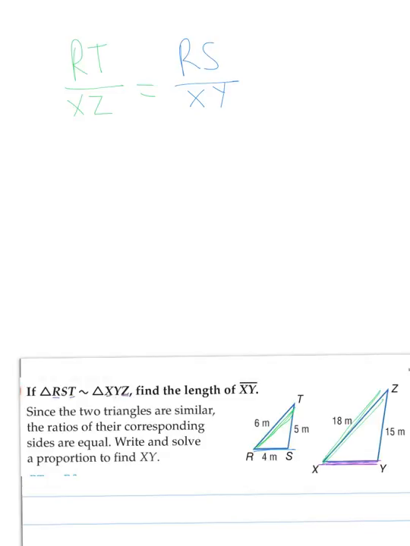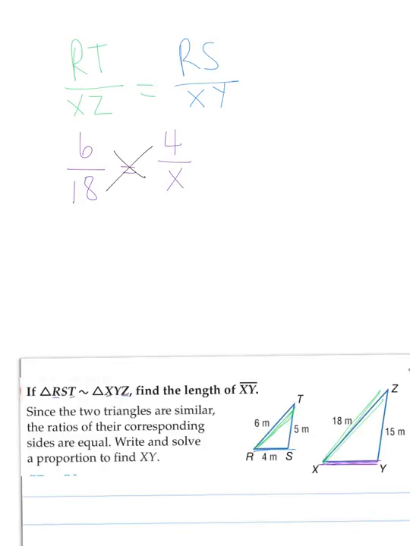Okay? So now we fill in with the numbers that we have. So RT is 6 meters. XZ, according to our picture, is 18 meters. RS is 4 meters. And XY is what we're looking for. So that's where we put our variable in. So I'm going to fill it in with an X. Okay, find the cross products. Again, cross means to cross multiply.